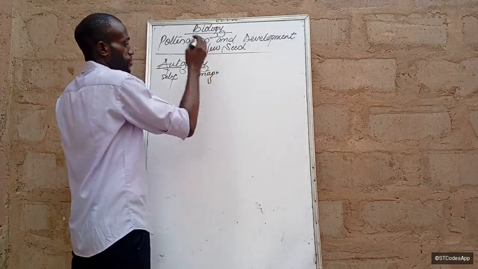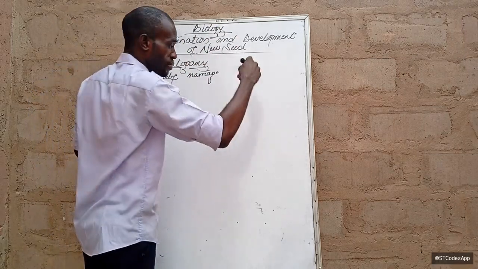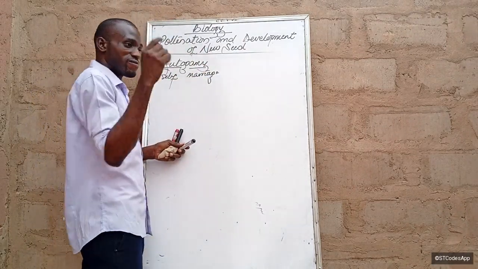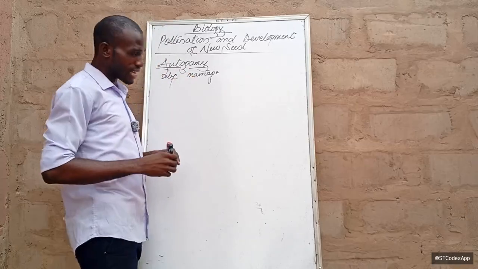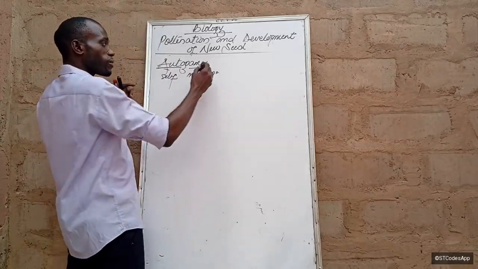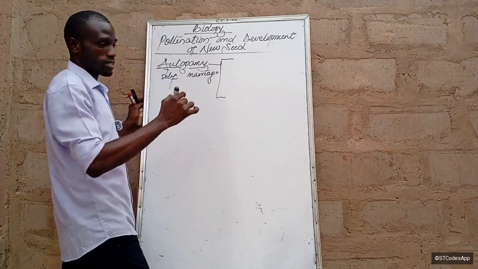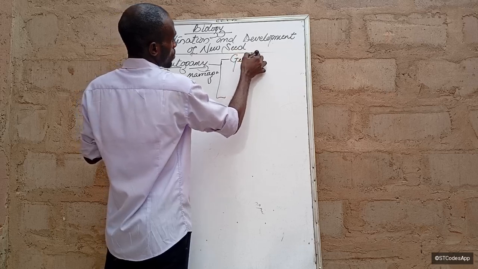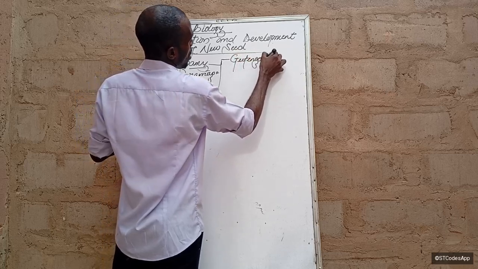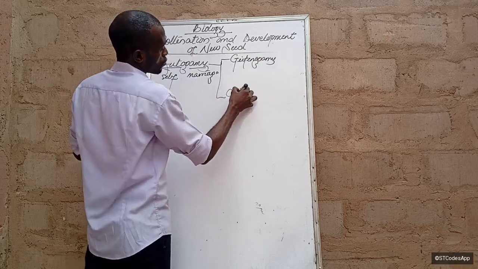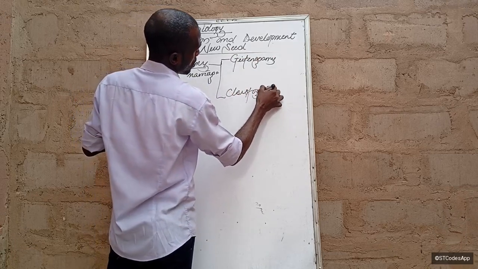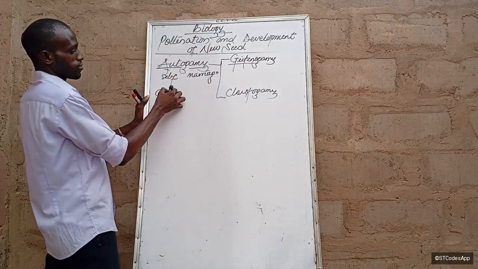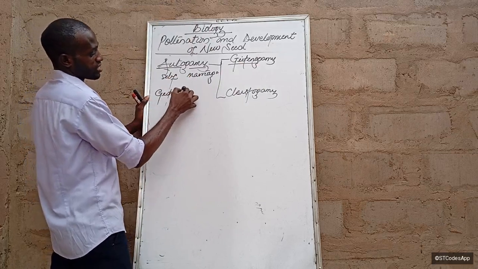Now, what happens is there will be the transfer of pollen grain from the anther of one flower to the stigma of the same flower, or the stigma of another flower on the same plant. Is that clear? Now, there are two forms of autogamy. There is the geitonogamy, and there is the cleistogamy. The word geiton is gotten from geitinus, which means neighbor.